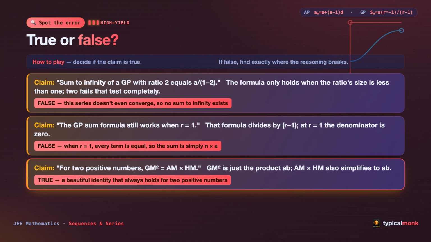Third claim, for any two positive numbers, the geometric mean squared equals the arithmetic mean times the harmonic mean. Check it directly. The geometric mean squared is just the product of the two numbers, and the arithmetic mean times the harmonic mean also simplifies to that same product. This one is true, and it is a beautiful identity worth remembering on its own.